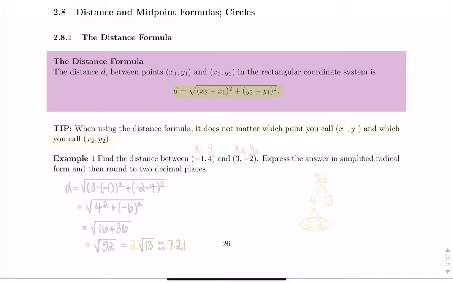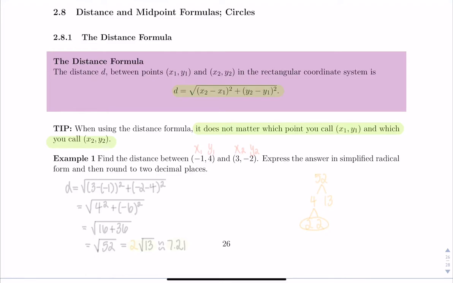So when you are using the distance formula, it does not matter which point you call x1, y1 and x2, y2. Just make sure you keep the order in the first set of parentheses as you do in the second set of parentheses. So let's go ahead and find the distance between -1, 4 and 3, -2. We're going to express the answer in simplified radical form, and then we're also going to round to 2 decimal places. So me personally, I like to just go in order.